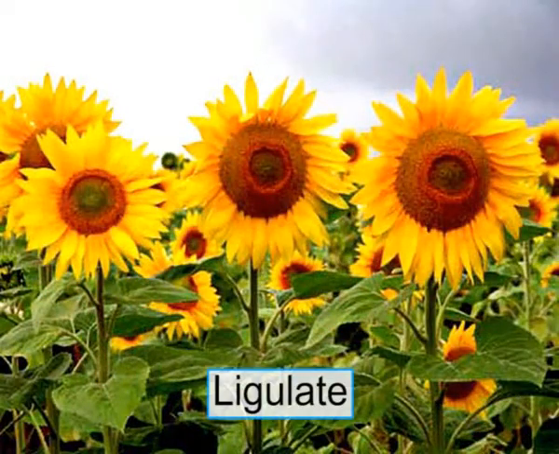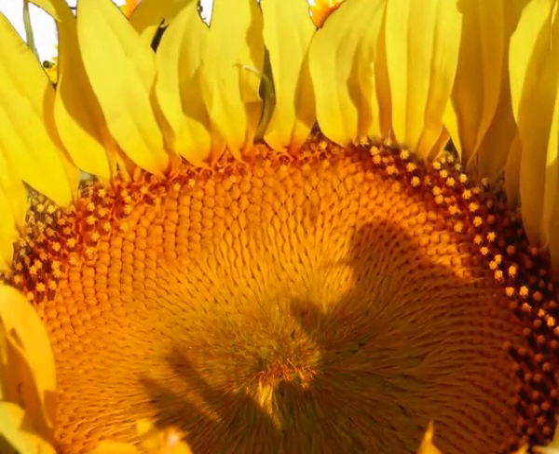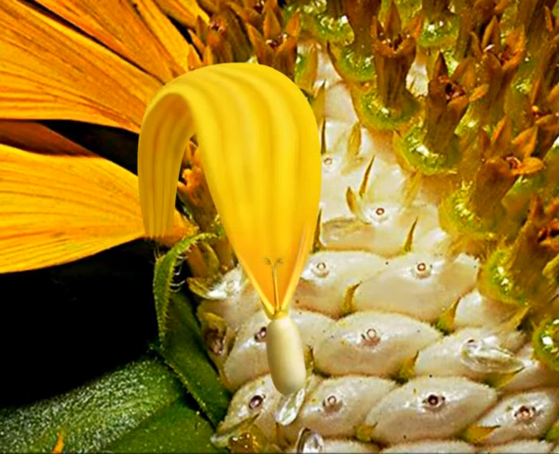Last type of corolla is ligulate. In this type, corolla is strap-shaped. Five petals fuse to form short narrow tube below and this splits on one side and become flattened like a strap as in ray floret of sunflower.